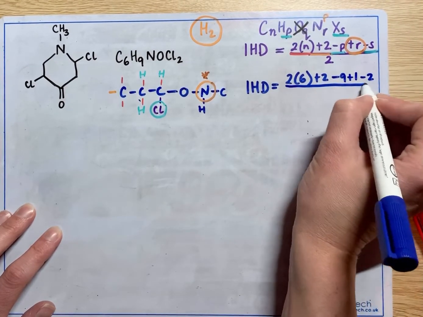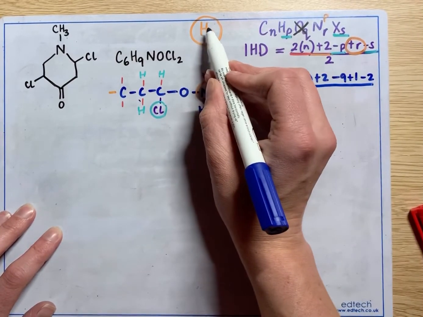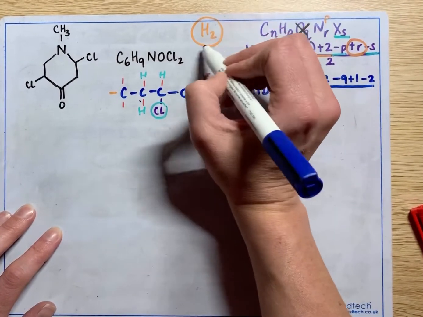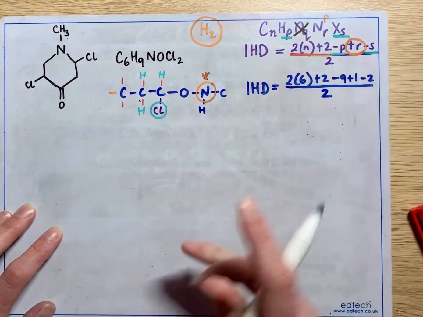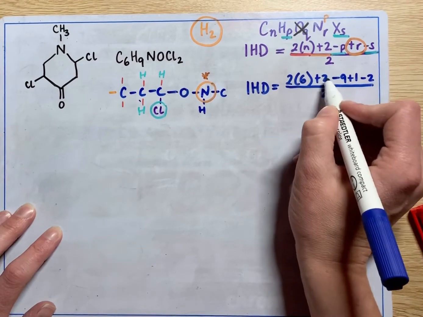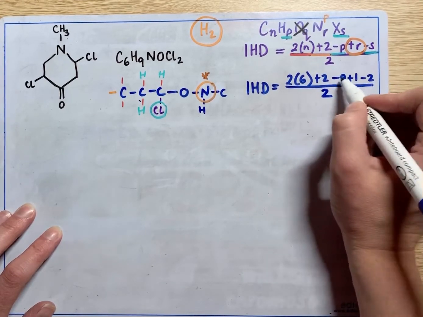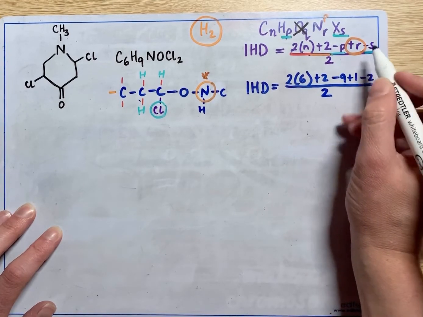And the whole thing, because it's counting up how many hydrogen atoms, and actually we want to know how many hydrogen molecules we would need, we divide the whole thing by 2. So 2 lots of 6 is 12, plus 2 is 14, subtract 9, we have 5, plus 1 is 6, take away 2 is 4.